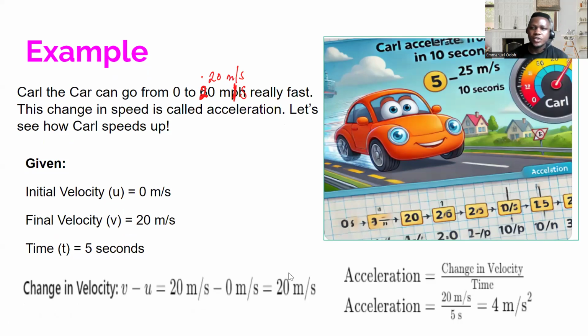So make a substitution into the formula of acceleration. The acceleration is change in velocity over time, that's divided by time. So 20 meters per second divided by 5 seconds, which is 4 meters per second squared. You can see it from the image. The time has been given to us.